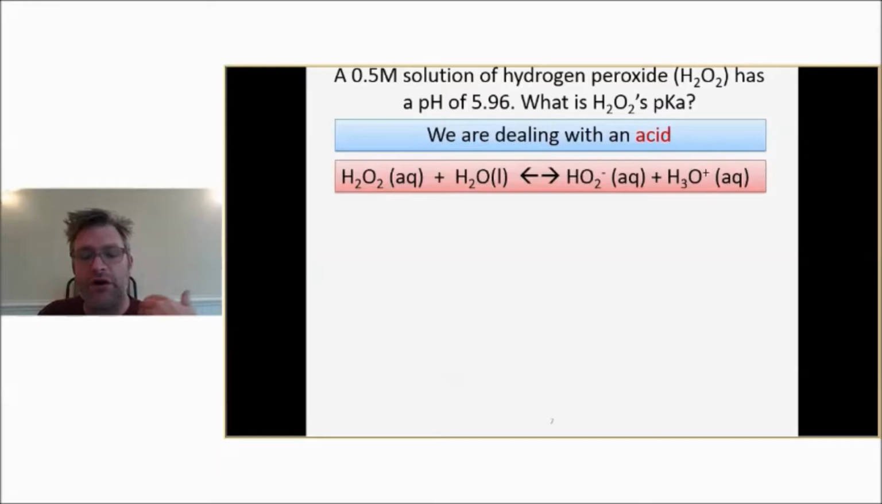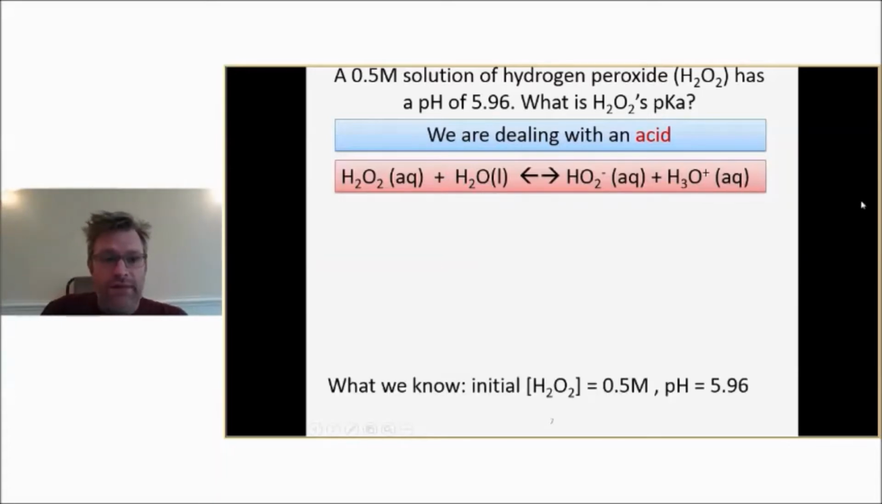Well, if we're going to set up the weak acid equation, we know that the H2O2 is the acid, therefore its conjugate base will have one less hydrogen and one less positive charge, or one more negative charge, than the acid. The H2O is the reactant, and it will give us H3O plus.